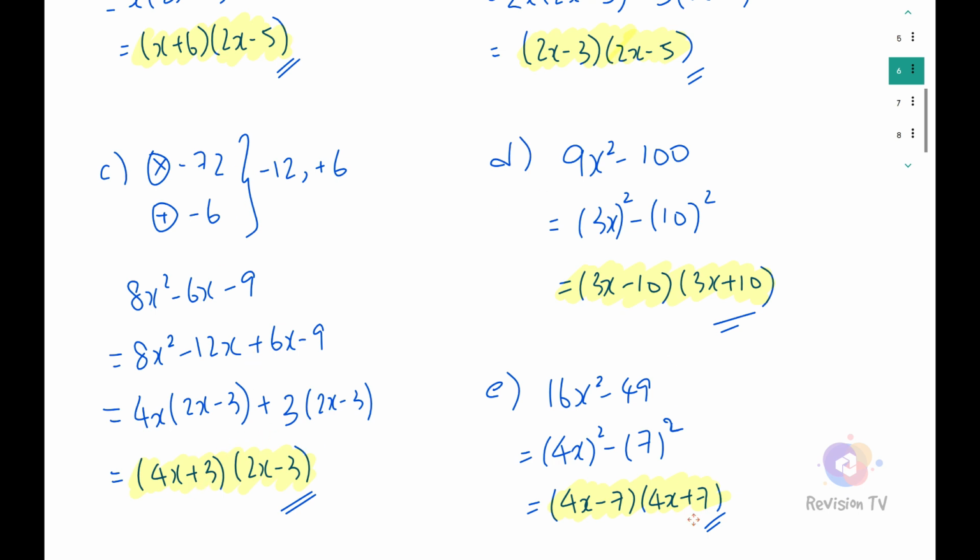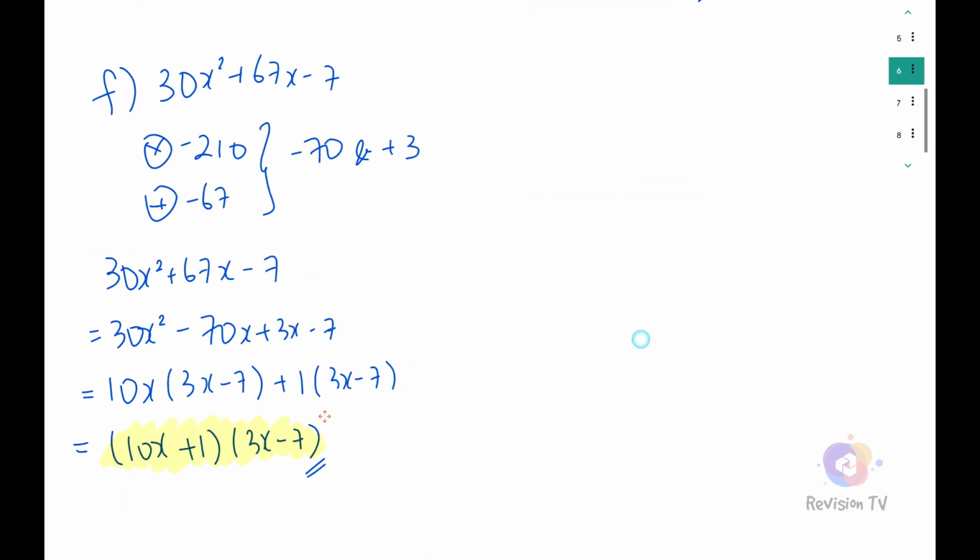So here's answer C, D, and E. You've got the difference of two squares, and F, slightly bigger number to deal with.